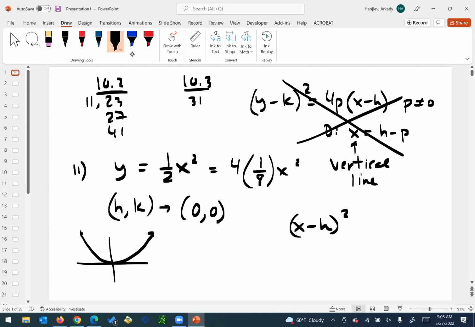For p, that's y minus k. I mean, if it has a point at 0, 0, the vertex is at 0, 0, then that isn't a specific format.